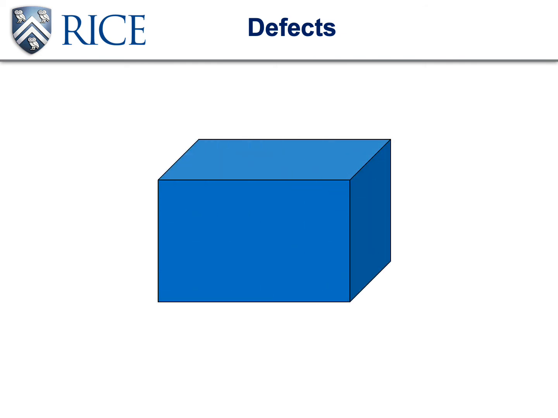Something else we look for in these structures are defects. All the images we've looked at so far show perfect structures. In the real world, however, we can find lots of different defects in our materials. Defects are important because they can significantly change a material's properties, which is why our lab is interested in them.